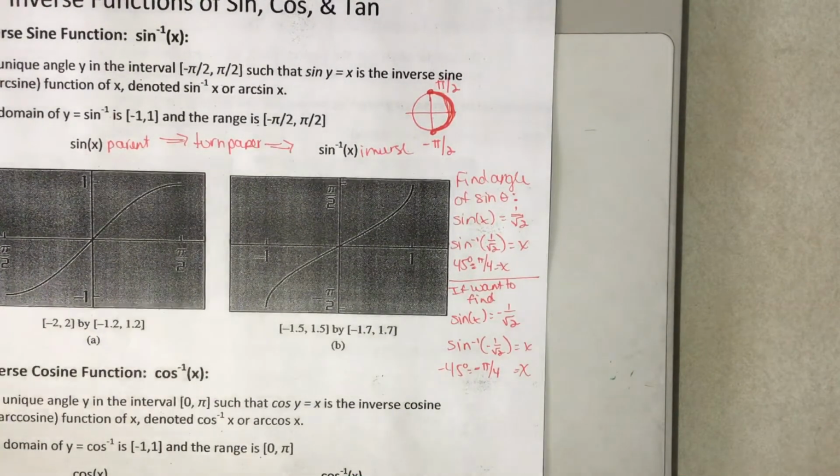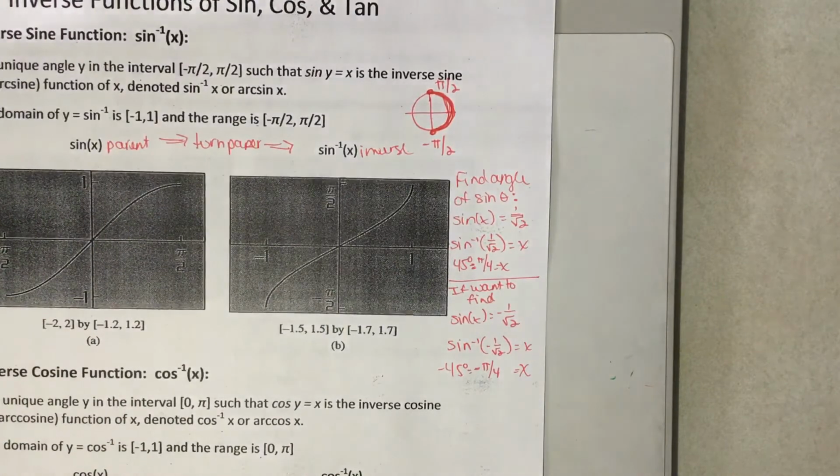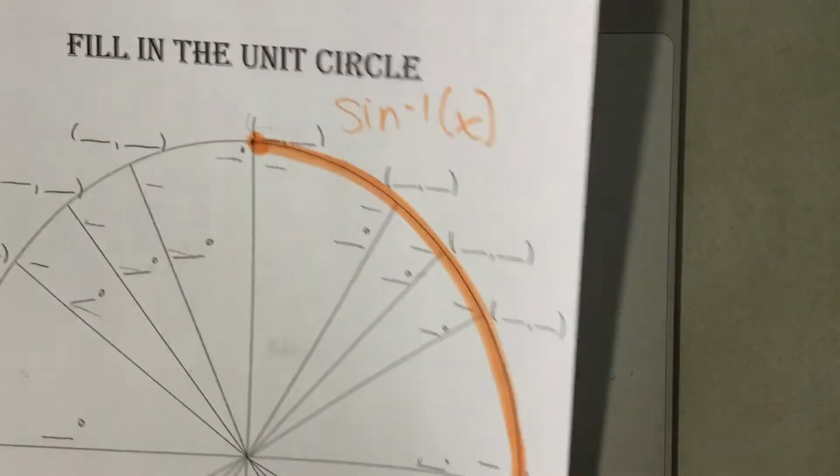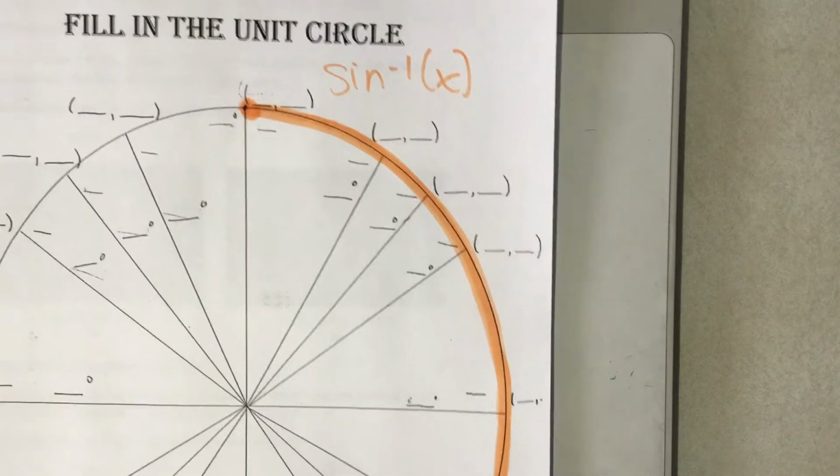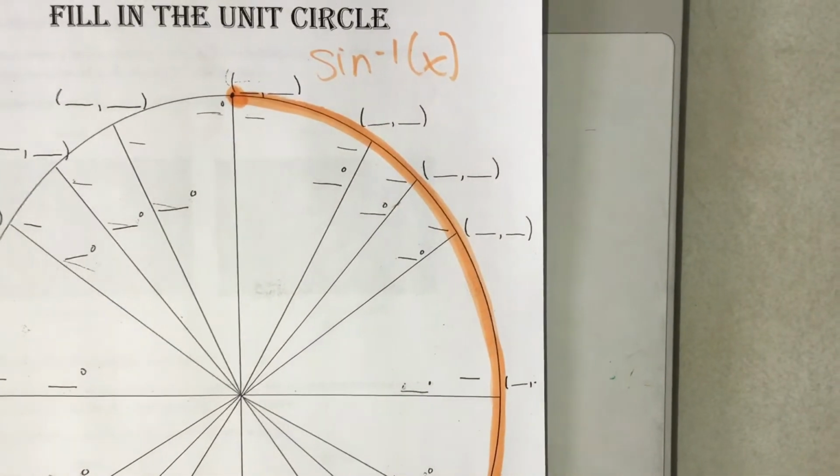So basically now, what you have is knowing that I can only be in the first and fourth for sine would look like this. This is sine right here, okay? So those are my boundaries for sine. It cannot go into the second and the third.